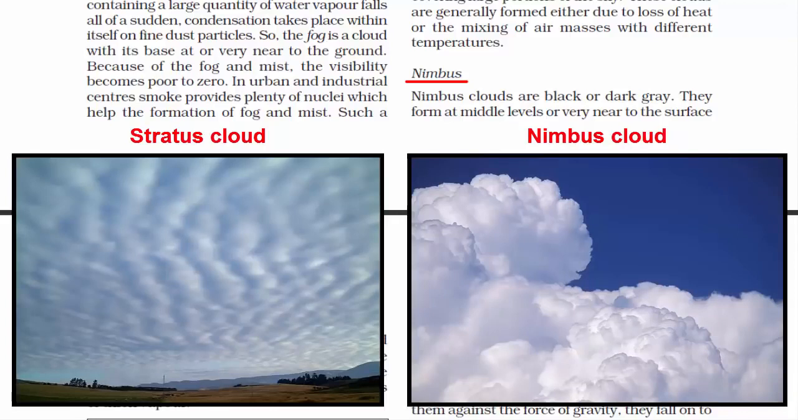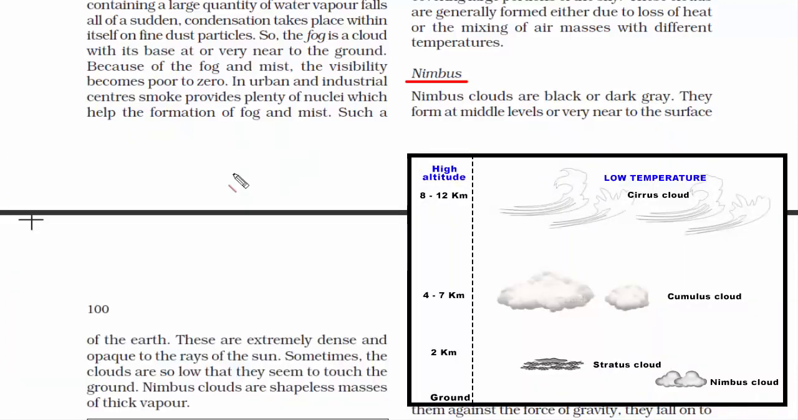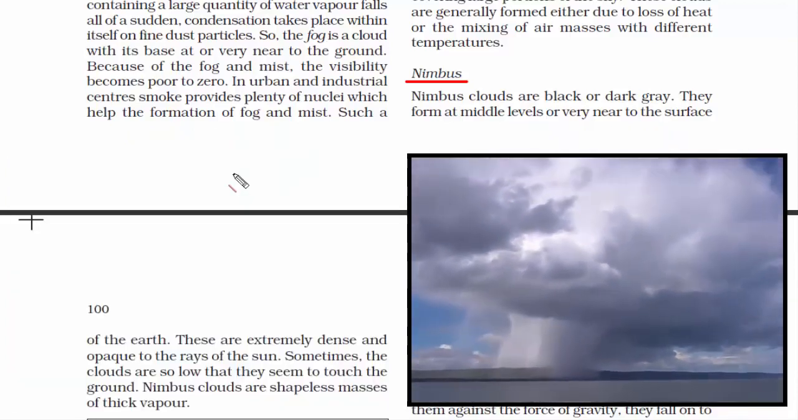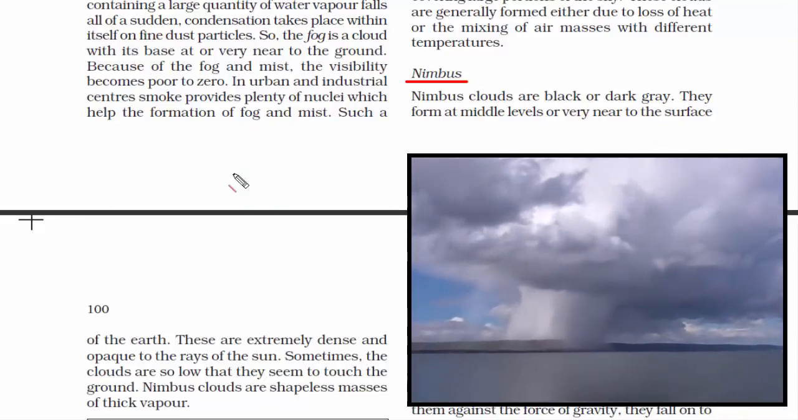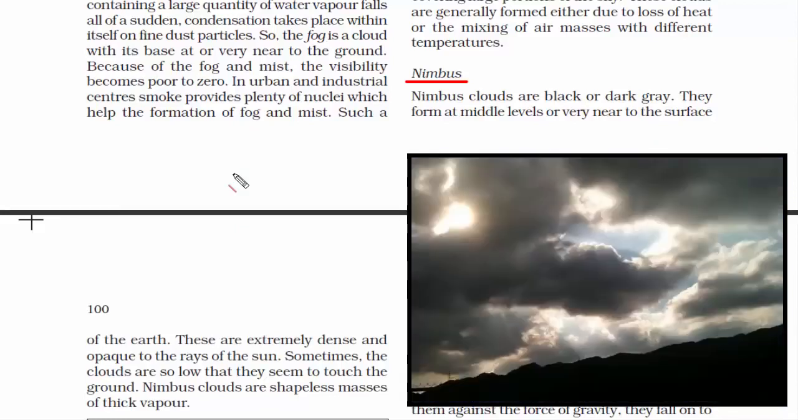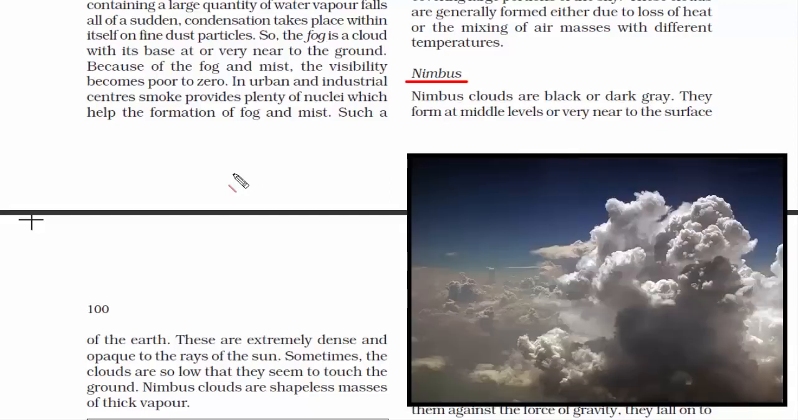Have a look at this picture. These clouds are formed at low altitude, around 3 kilometers or so, and sometimes they are very near to the surface of the Earth. Since these clouds are black or dark gray in color, that makes them dense, and these clouds block the rays of the sun from reaching the surface of the Earth. Nimbus clouds do not have any specific shape. However, they are thick and dense, so naturally they consist of a large amount of water vapor.